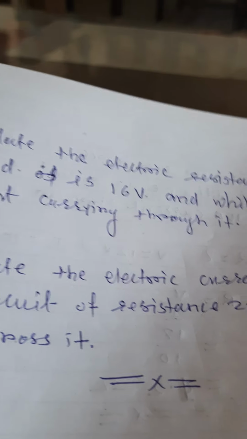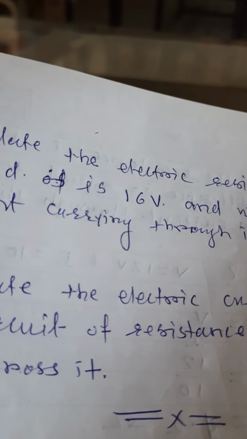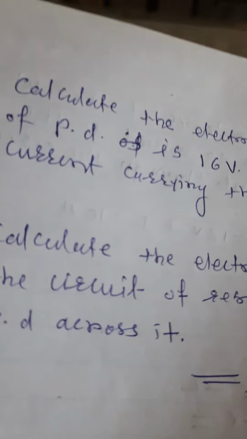Then calculate the electric resistance if the potential difference is 16 volt and a 10 ampere electric current is flowing through it, and another one like this. So you calculate yourself. We will see the next point in the next lecture.